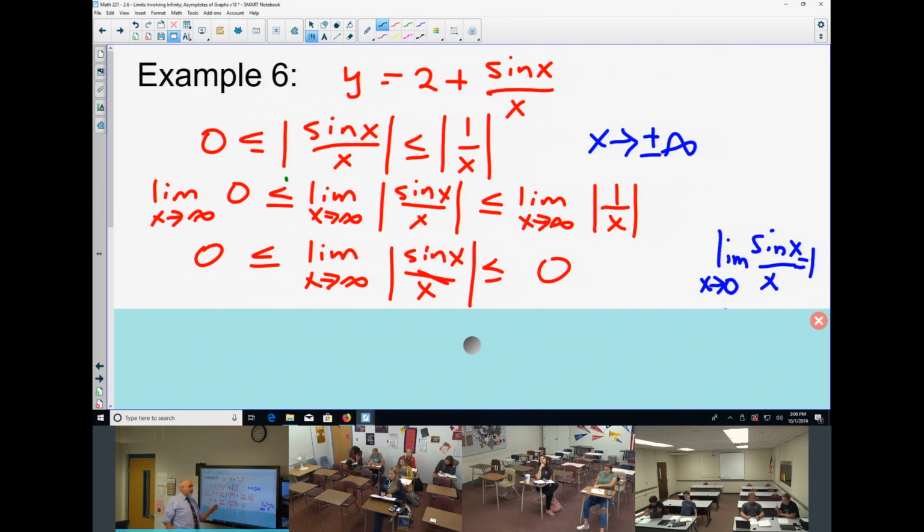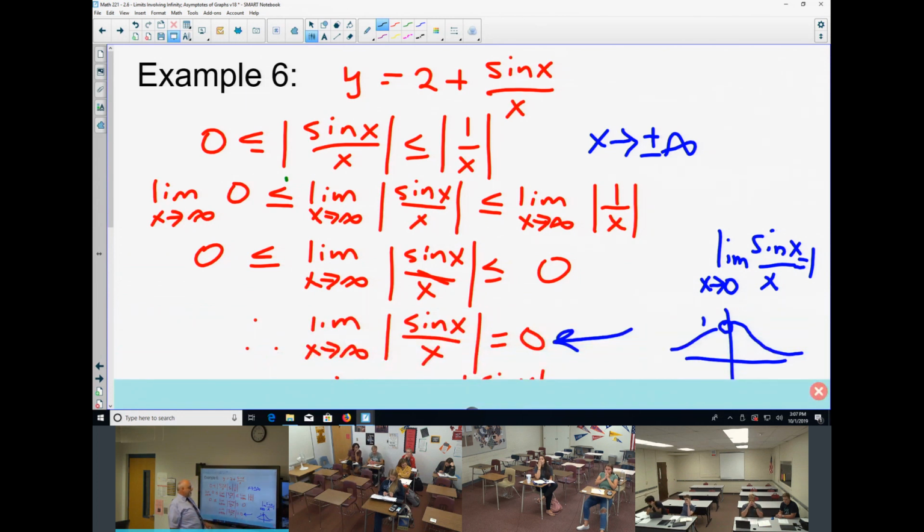Now, this is the limit that we've memorized, that I expect you to know. But this is as x approaches 0. Just because you see sine x over x, don't just rush to the idea that this has got to be 1. Because as x approaches infinity, this is going to go to 0.